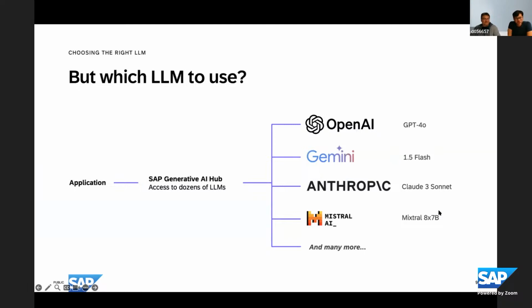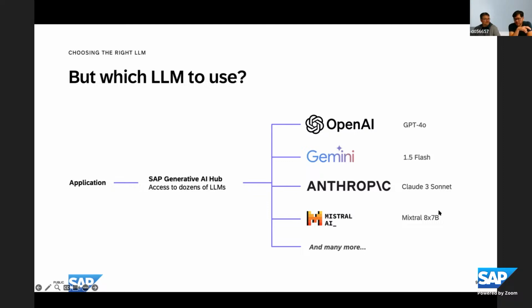And because we are at SAP, we have the luxury of using the SAP Generative AI Hub. The Generative AI Hub is basically a solution from SAP that allows applications to configure and access multiple LLMs from different providers. It's very easy to use. You just configure which large language model you want to use, and then you can use it from your application. And you can also use multiple models in the same application.